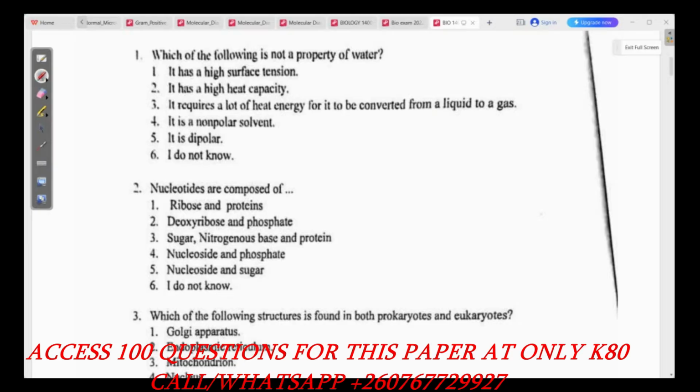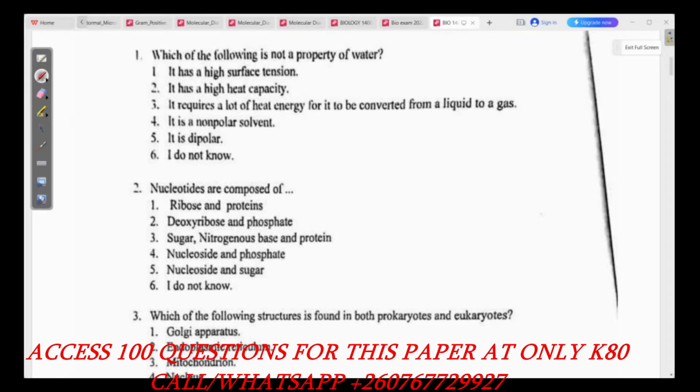5 is saying water is a dipolar. Dipolar, that is, it has got 2 charges, which is true. So we know that we have got delta negative and delta positive. So these are what? The dipolar nature of water, that it has got both negative and positive, though these are partial charges. So the answer to question 1 is 4. 4 is the first statement. Water is a polar solvent and not a non-polar.